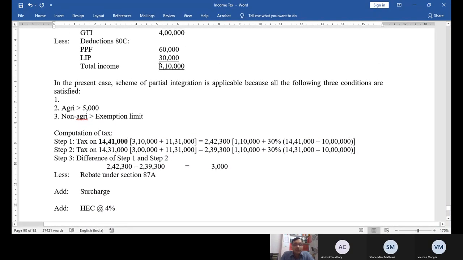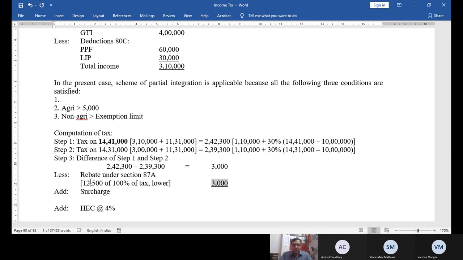It was 3,10,000, and since it does not exceed 5 lakh rupees and the assessee is a resident, she will get rebate under section 87A. How much? 12,500 or 100% of tax, whichever is lower. So which is lower? 100% of tax, 3,000, is lower. Nil.